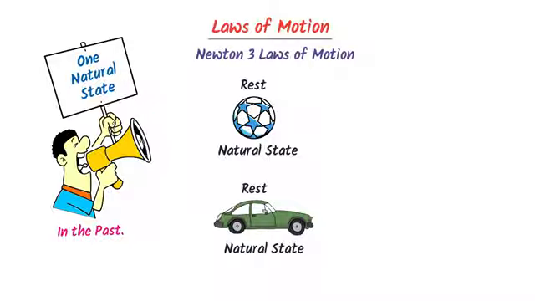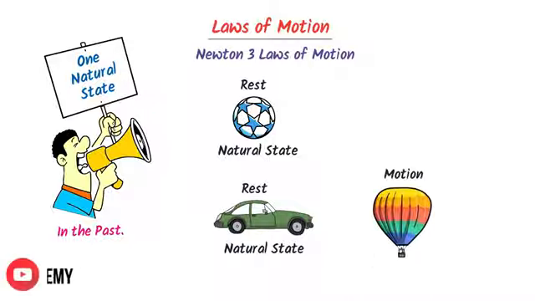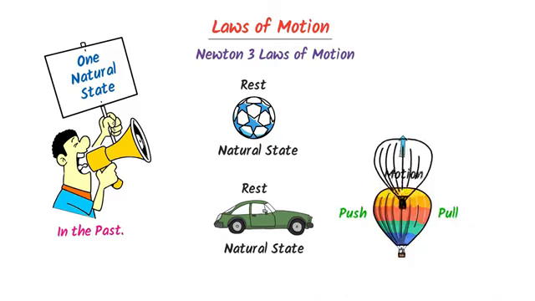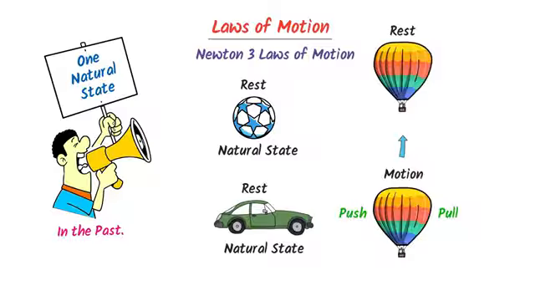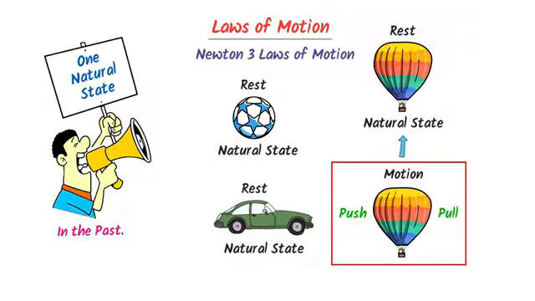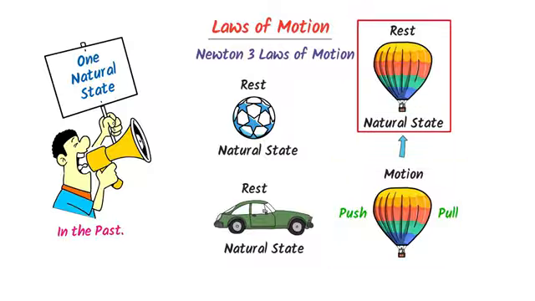On the other hand, scientists believe that objects stay in motion only if they are pushed or pulled, but eventually the moving body would come to rest, which is the natural state of any object. Let me repeat it. Scientists believe that objects stay in motion only if they are pulled or pushed, but eventually the moving body would come to rest, which is the natural state of any object.